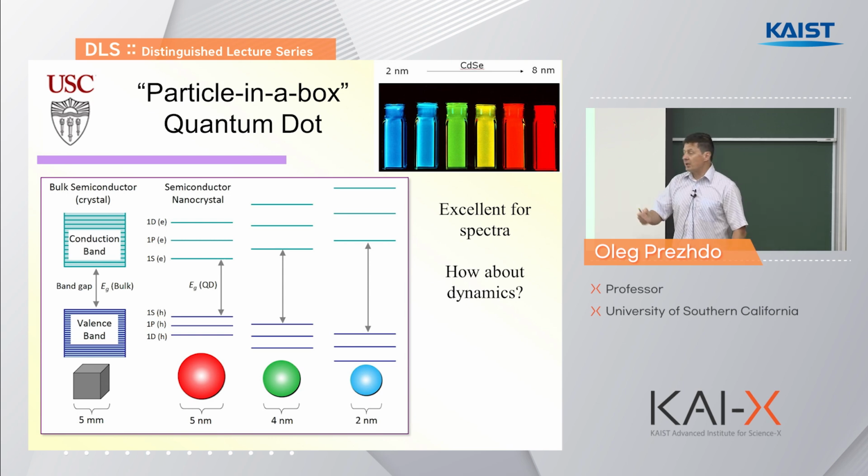So this gave people a new handle on how to change the properties of your material. Instead of changing the composition, for example, you can simply change the size, and then you can tune your material for LEDs. Quantum dot TVs are popular these days. Maybe Samsung actually makes them. Maybe Samsung was the first one to make them. People also use quantum dots to track biological objects because these are very bright emitters. So there are many applications.